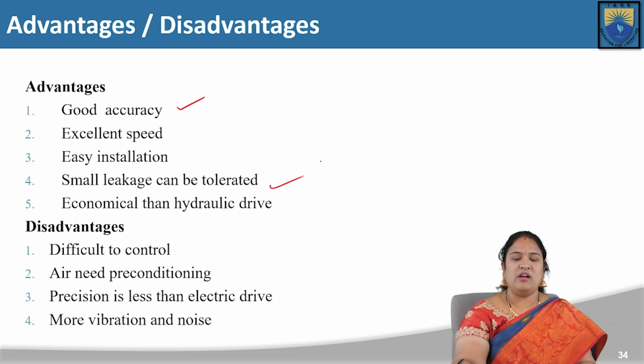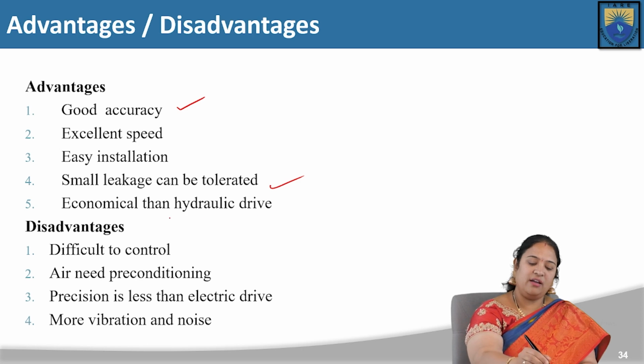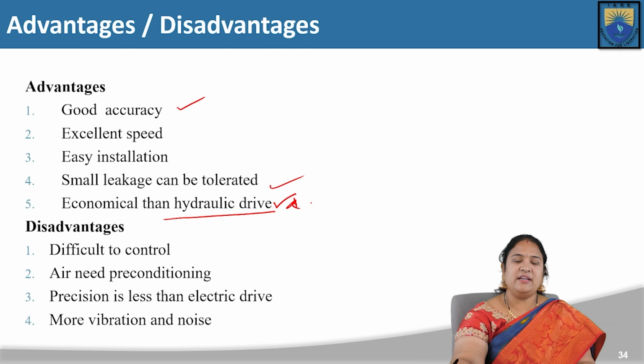It can be highly tolerated, and the leakage is also more, and it is more economical than that of the hydraulic system. This is one of the important things, right? It is more economical than that of the hydraulic system, but we have a few disadvantages also. The disadvantage is that it is difficult to control, right?